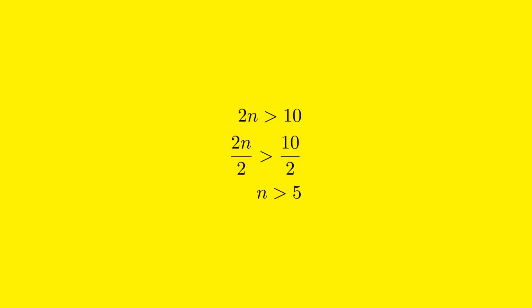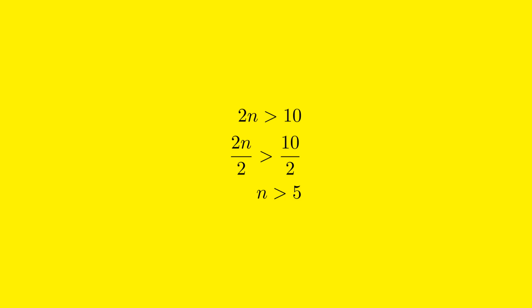Next, we need to isolate the variable n completely. The current inequality is 2n greater than 10. To do this, divide both sides of the inequality by 2. We use division because the 2 is being multiplied by n, and division is the opposite operation of multiplication.